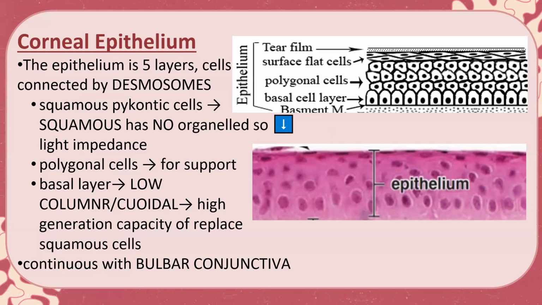For example, when we have eyelashes or dust particles that act as an insult to the corneal epithelial layer and maybe injure it, we don't directly go into corneal opacity pathology, because this layer directly regenerates. Next, it is continuous with the bulbar conjunctiva, because we have the conjunctiva at the edges.